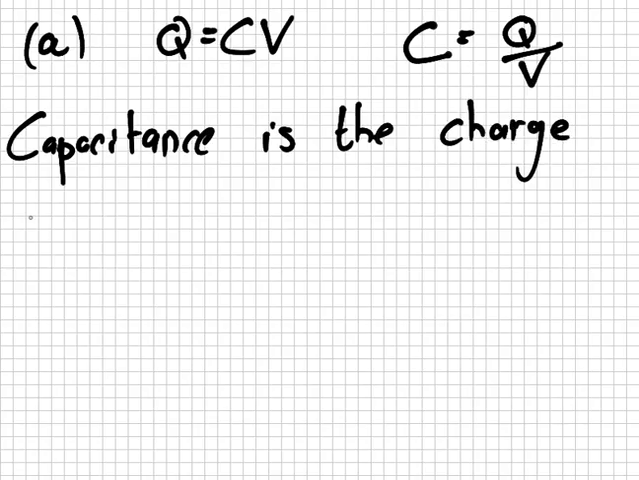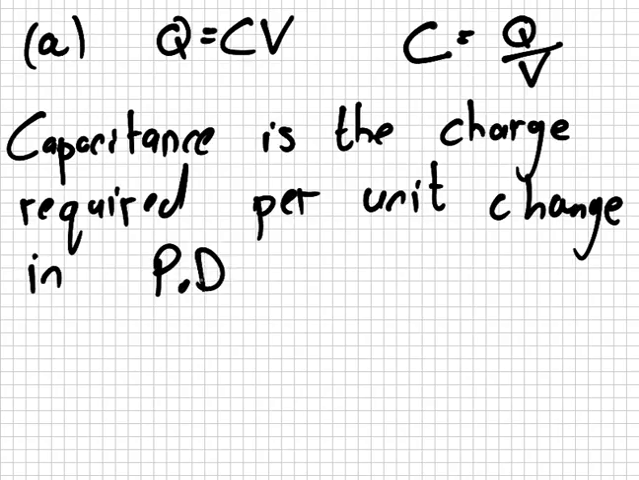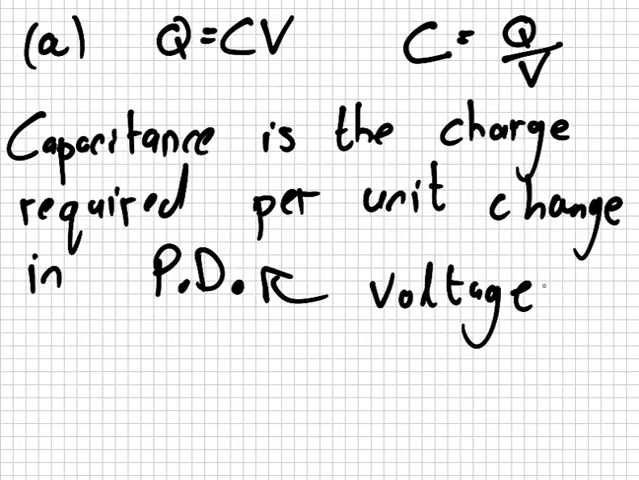Capacitance is the charge needed. No, I didn't say needed, I said required. That's a better word. Required per unit change in potential difference, or PD for short is acceptable. PD means voltage. It's a little trick for the exam, okay?